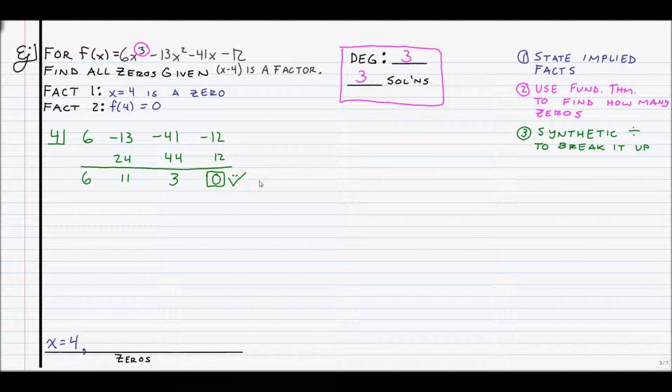If it wasn't 0, we screwed up, or else I was lying to you in the first place. And would I lie to you? No, I wouldn't. Discount that.